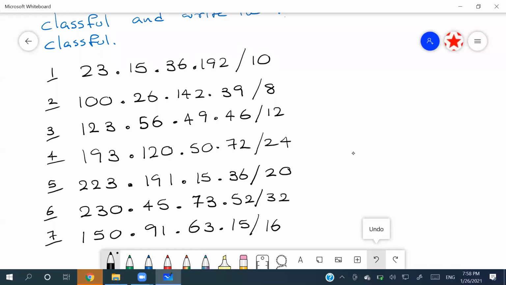Right. People, just let me know whether it is class full or classless, and if it is class full, what is the class?